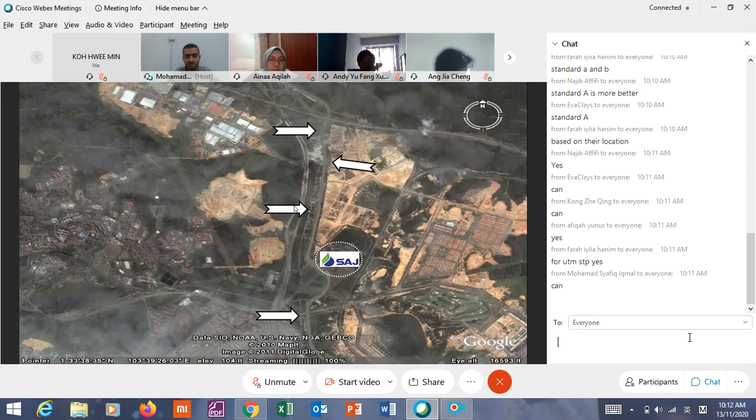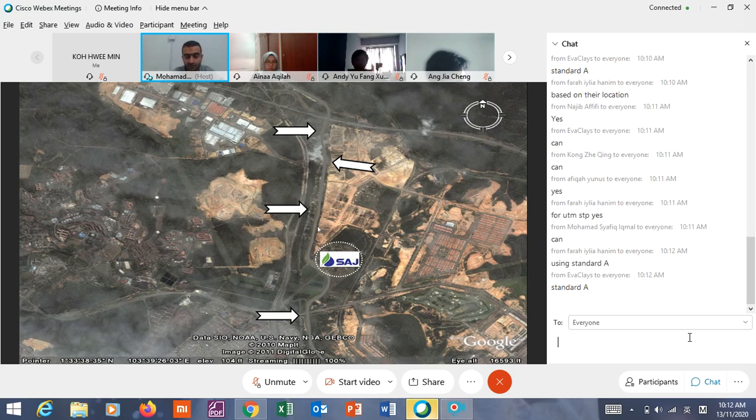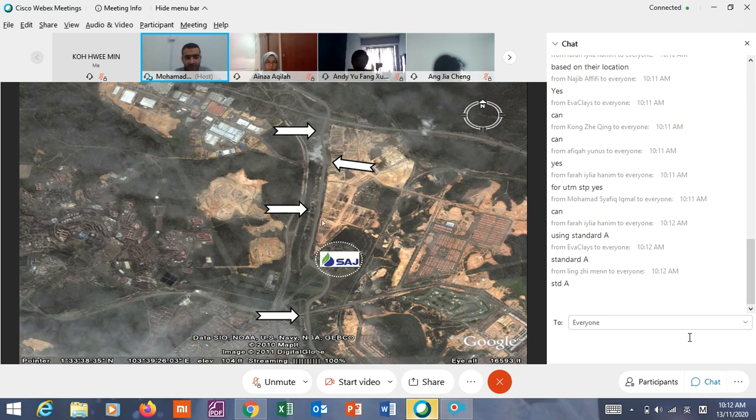Now this is a closer photo. This is the Sumber Johor, here the intake point, and here the UTM STP discharge. So this is standard B. Now what about other discharge points? You see there are other discharge locations. What about those others? Do they have to follow standard A or standard B? Of course, the one just before the intake point has to follow standard A. Correct, it has to follow standard A.